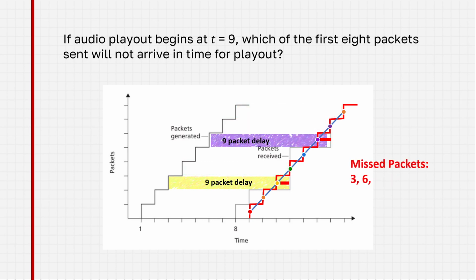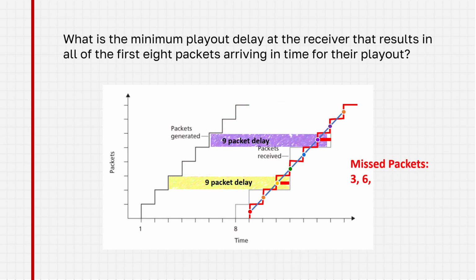So now given that we already know the packet delays, what is the minimum playout delay so that all packets arrive in time for the playout? When should we start? 10. Why is it 10? Okay, so when you try to shift this by a certain amount, when it reaches 10, you'll see that none of the packets are missing. Okay? Why is it 10?